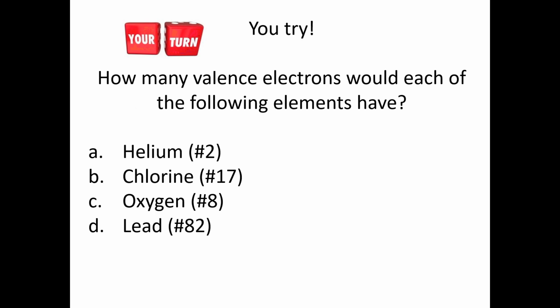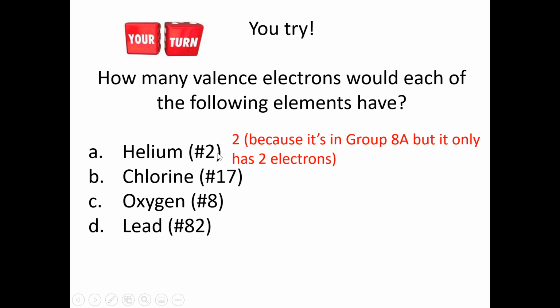All right, your turn. How many valence electrons would each of these elements have? Remember, helium was a trick question, so I'm going to put that one up there. Even though it's in group A, it only has 2 electrons. So pause the video and complete the rest.